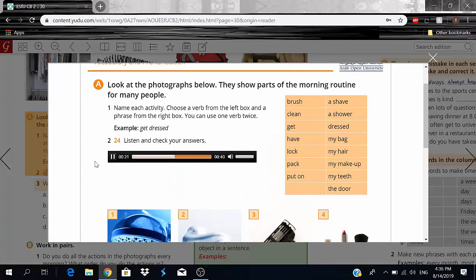Have a shave. Put on my makeup. Get dressed. Brush my hair. Pack my bag. Lock the door.